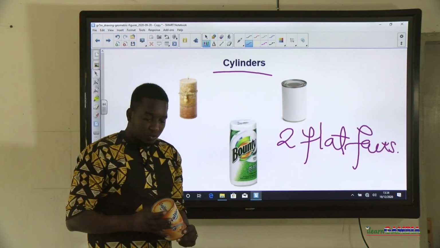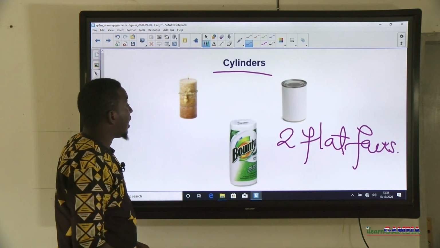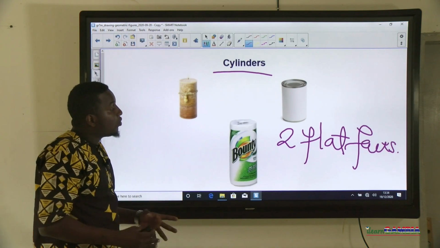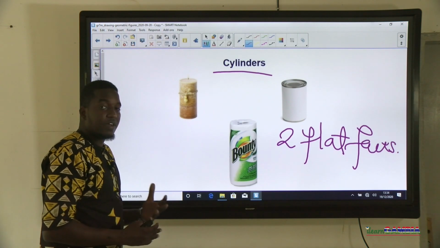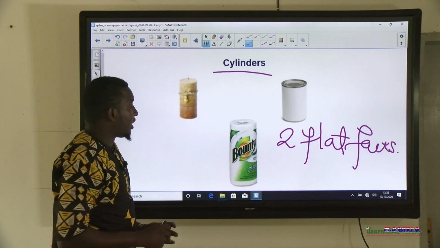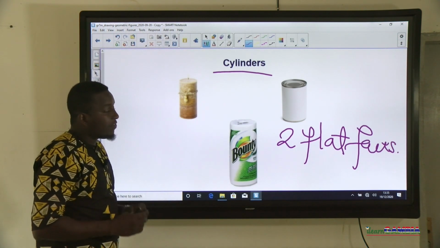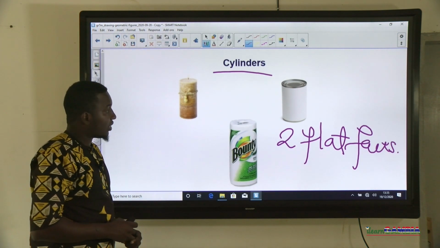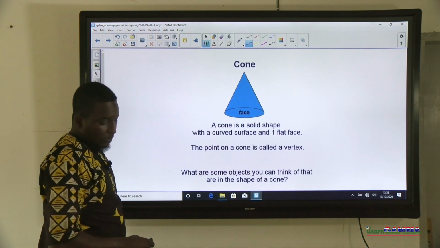I hope that is understood, and I hope whenever you come across cylinders in our society, you should be able to tell that this particular object is a cylinder or not, and you should be able to examine it by looking to verify the number of flat faces that it has and the number of curved surfaces that it has. The number of curved surfaces should be only one, and the number of flat faces should be two, at both ends of the curved surface. That is for cylinders.